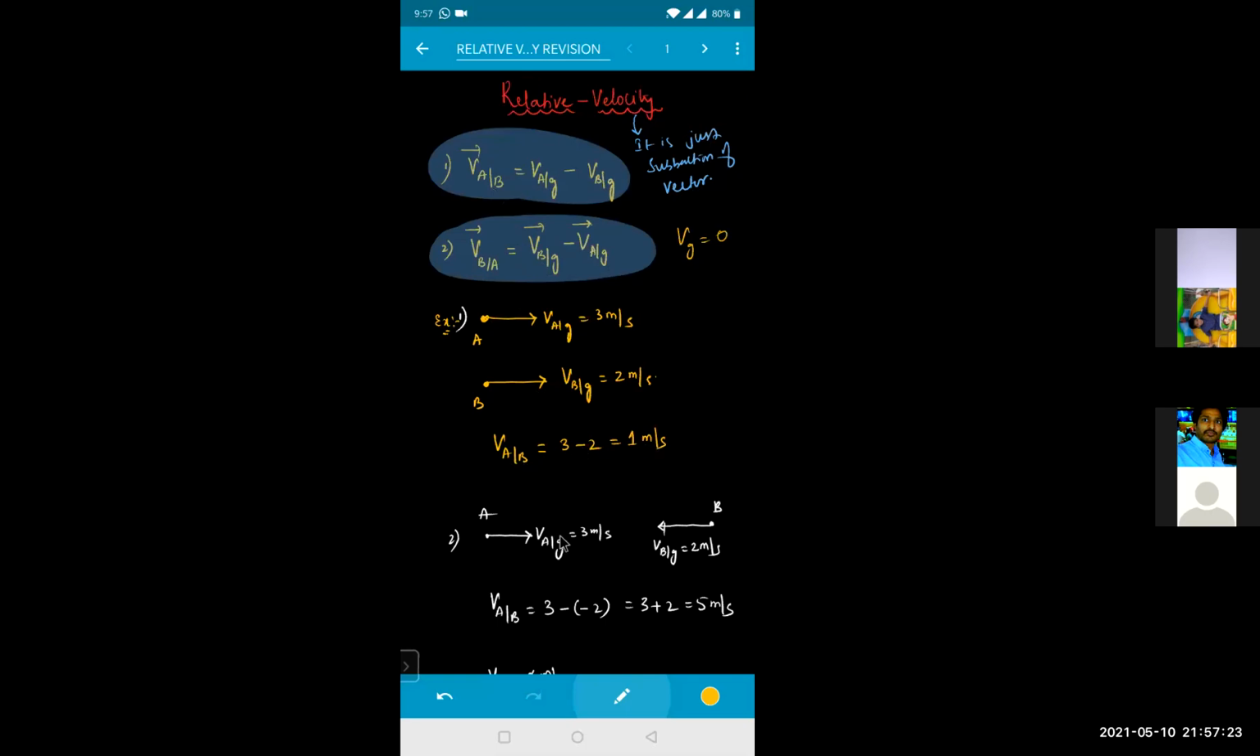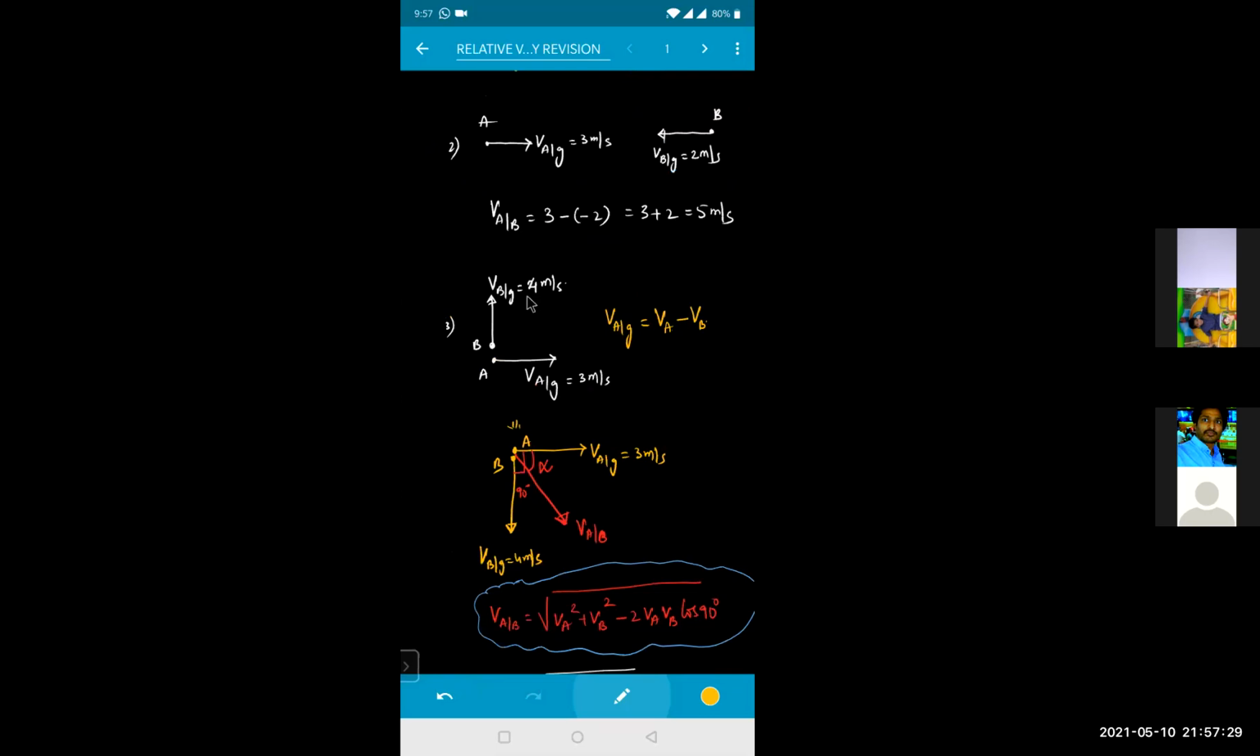In this one, A is moving in the front direction at 3 meter per second and B is moving in the opposite direction at 2 meter per second. So when they are moving in opposite directions, velocity of A with respect to B will be equal to 3 minus of minus 2. That means 3 plus 2, that will be equal to 5 meter per second. Same direction, it will be negative. Opposite direction, it will become positive.